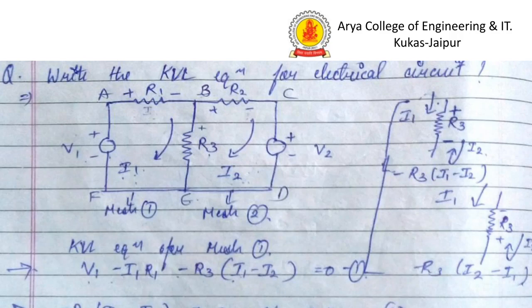In the example, only two meshes are available. First is A, B, E, F. Second is B, C, E, B. Two meshes are identified in this numerical. Now apply the KVL equation in mesh 1. Taking V1 with a plus sign: V1 minus I1 R1 minus R3 (I1 minus I2) equals 0. This is equation 1. Again we identify equation 2: I1 equals I2 R3.